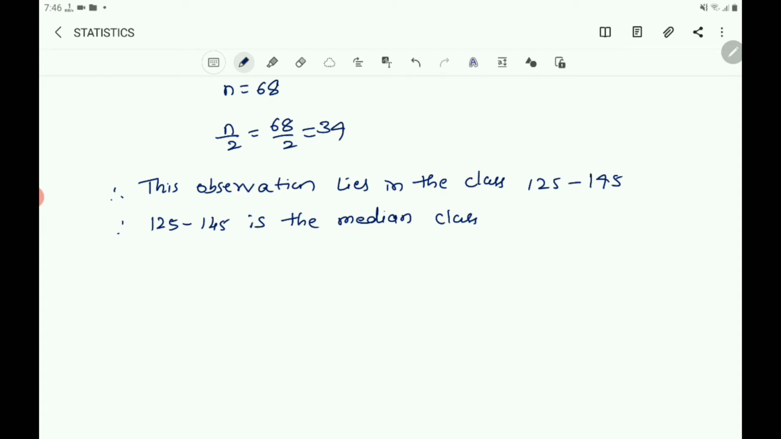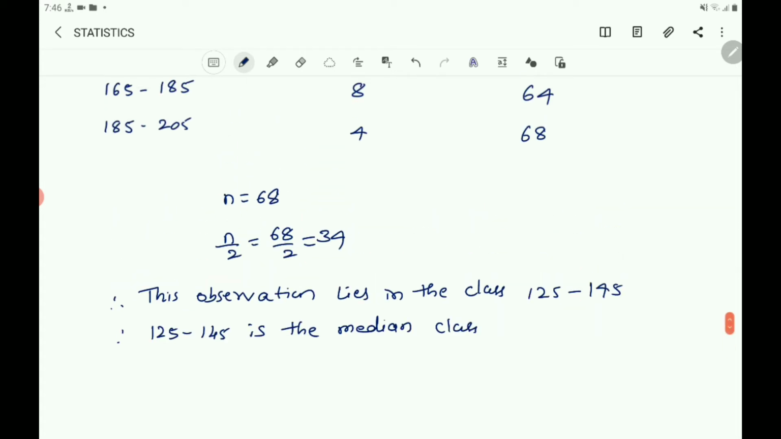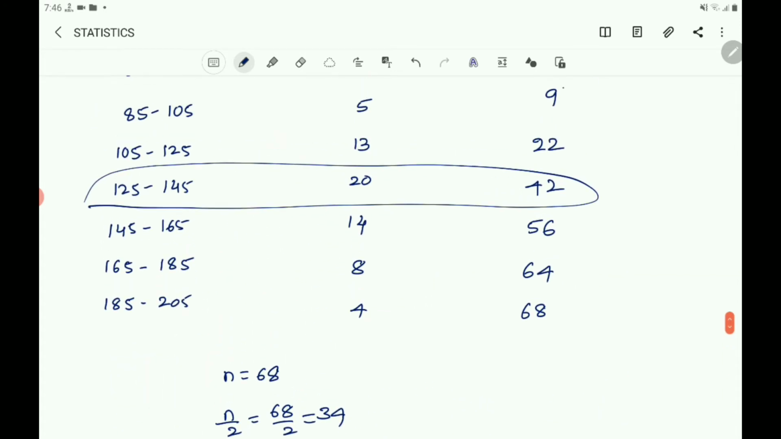Now you find the values of L, CF, F and H. So what is L here? L is 125, and F is 20, that is the frequency of the median class, and 22 is the CF, that is the cumulative frequency of the preceding class. And H is the size of the class, that is 145 minus 125, you will get 20.